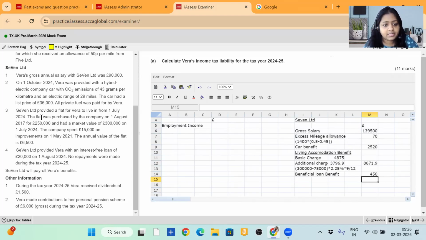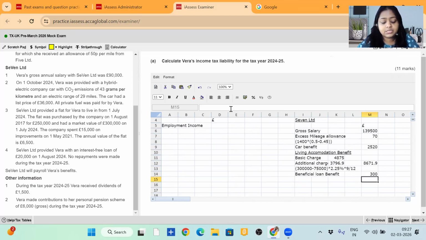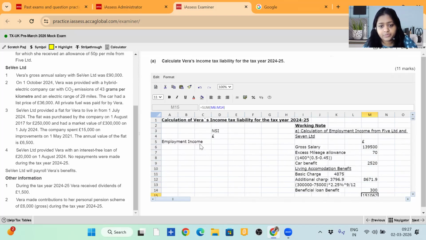And is it provided on 1st July only? No, it is provided on 1st August. So here also I will do it then 1 month less, 8 by 12. So you get here 300. Everything done. Now let's get the total here. 151062. It's already been rounded off. So it is 151062 that I will take.